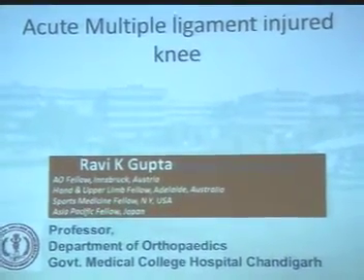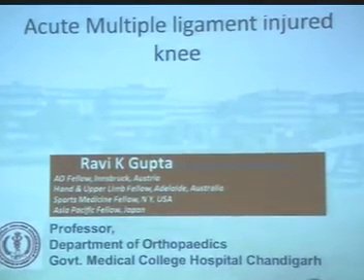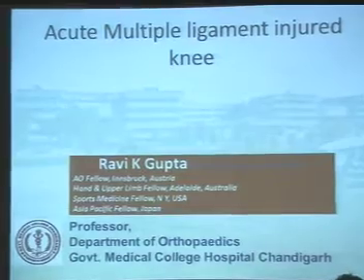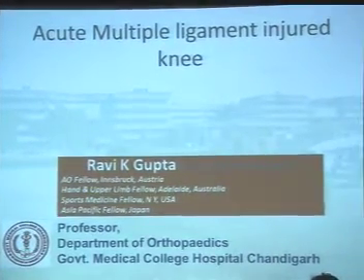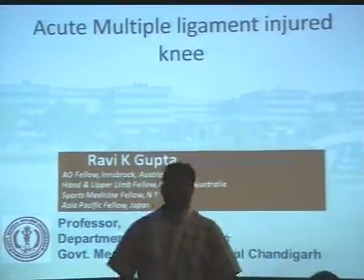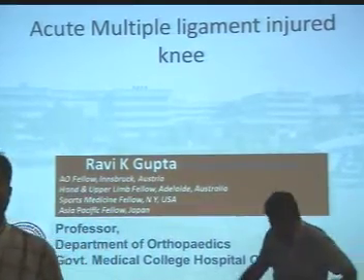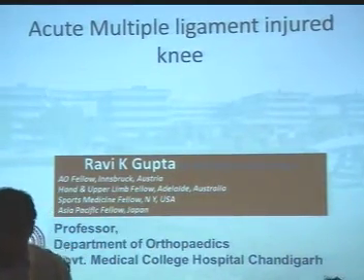When we see an acute multiple ligament injured knee, that means we are actually talking about a dislocated knee which has spontaneously reduced. The patient comes to you in the emergency, you examine, there is a multiple ligament injury, but actually you may not appreciate that it is still dislocated.